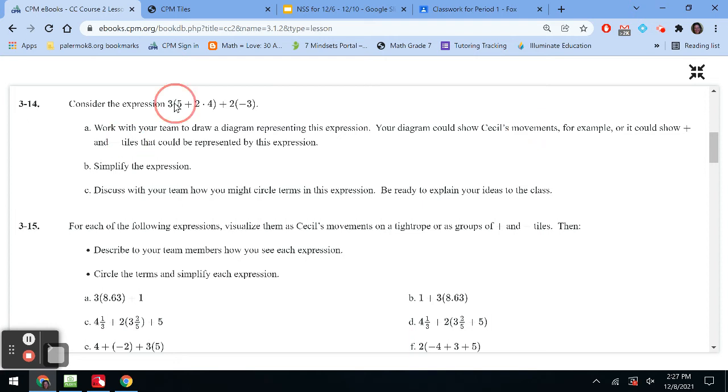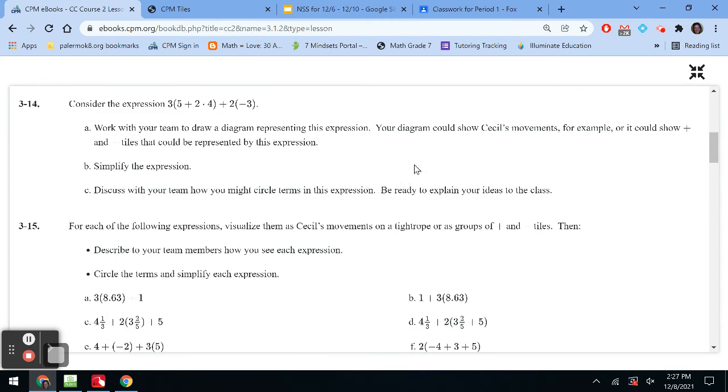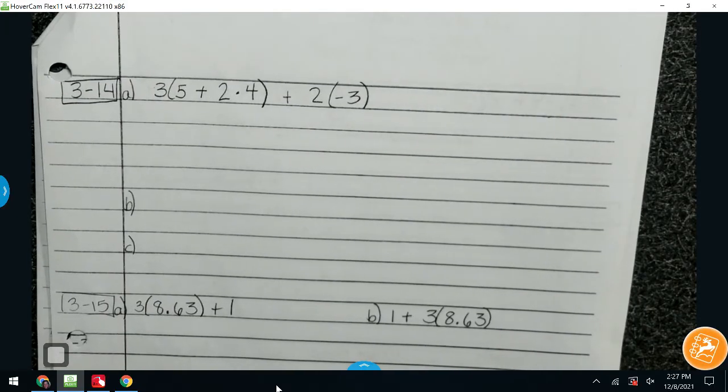Now, when I have whole numbers like this, I personally prefer to use integer tiles, especially when we're talking about multiplication or groups of things. For me, that's helpful to be able to see what that is. So on our paper for 3-14, we're going to be drawing that. So I'm going to come over here to where my paper is, and I'm going to look at this.